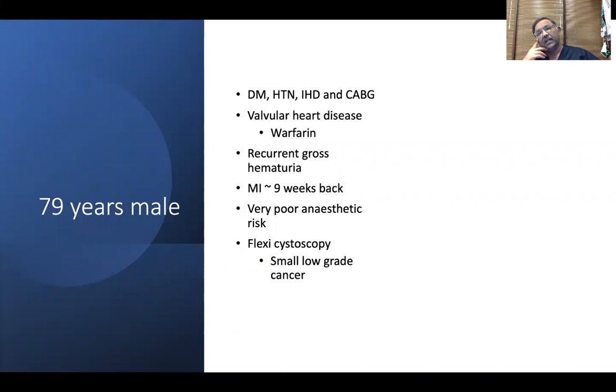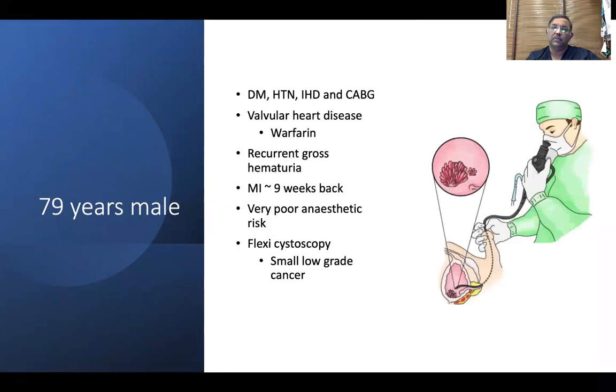This is a 79-year-old male, diabetic, hypertensive, with ischemic heart disease. He had a history of bypass grafting, and he also had a valvular heart disease. He's been on warfarin. He had recurrent gross hematuria. He had an MI about 9 weeks back. Very poor anesthetic risk. Flexible cystoscopy was done, which showed a very small, apparently low-grade papillary lesion.